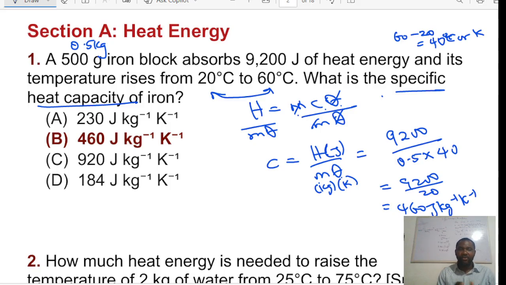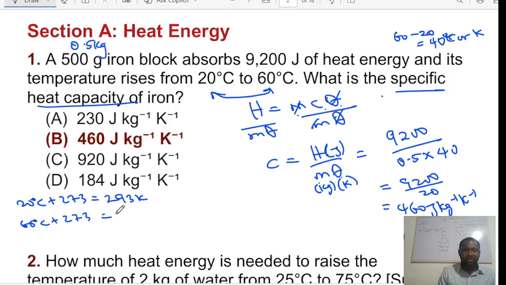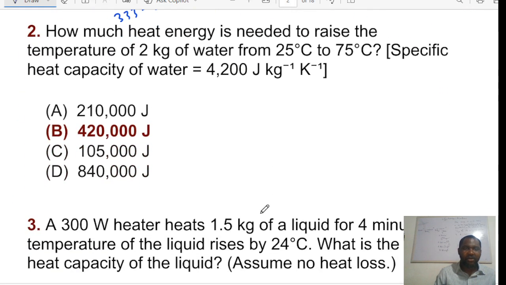Now, for those doubting Thomases, if you want to confirm what I'm saying, you can convert to Kelvin. 20 degrees Celsius plus 273 is going to be 293 Kelvin. Then 60 degrees Celsius plus 273 is going to be 333 Kelvin. If you now subtract 333 minus 293, you also get 40 Kelvin. You see, that's exactly what I said. The change in temperature in degrees Celsius is the same as the change in temperature in Kelvin. That's what my classes are all about. I try to make sure you know a lot.